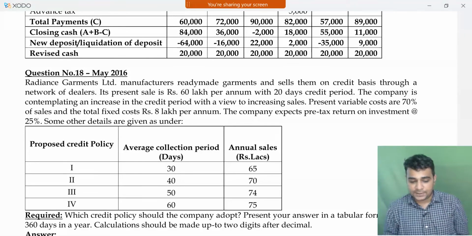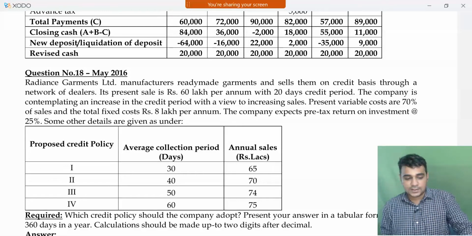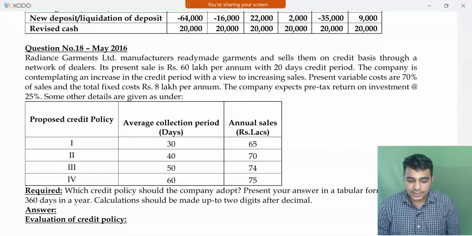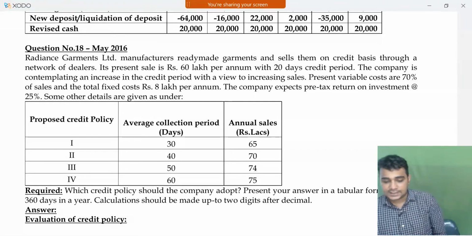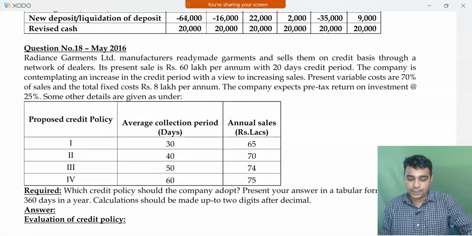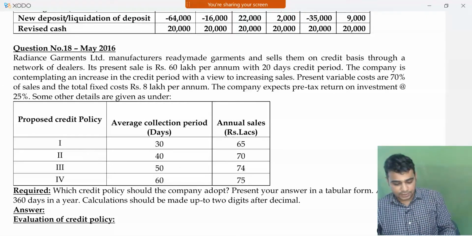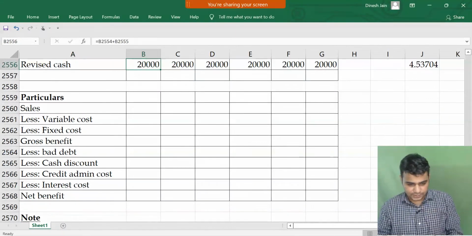Variable cost 70%, fixed cost 8 lakh per annum, pre-tax return of 25%. Proposed credit policy, collection period 30, 40, 50, 60, sales increase to 65, 70, 74 and 75. Which credit policy should the company adopt? Present your answer in tabular form, 360 days, 2 digits after decimal. Go through the question first, just quickly.